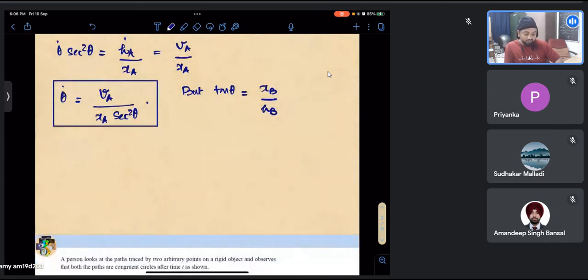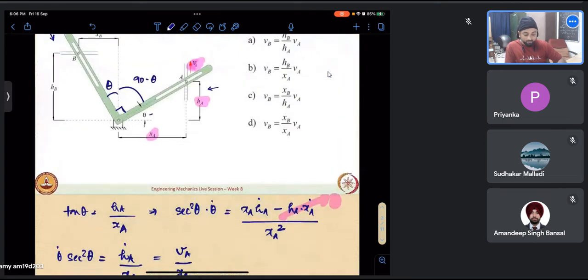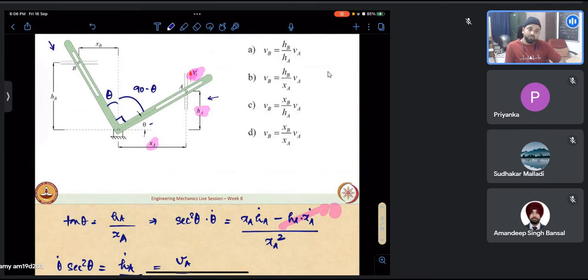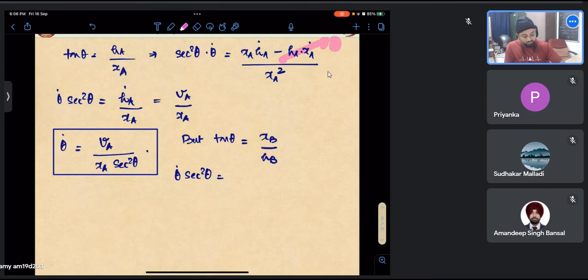We differentiate it again similarly. So we get theta dot secant squared theta is equal to, now we have to note that here HB is fixed because that's a horizontal slot. It is not moving in space. XB is the distance from this point to the pin B, so that is the variable here, and this quantity is fixed, so its derivative also will be fixed. I'll spare you the details. It will come out to nothing but xb dot by hb, which is nothing but vb by hb.